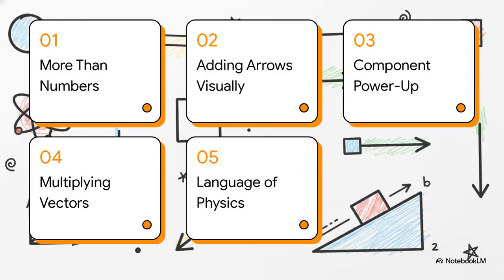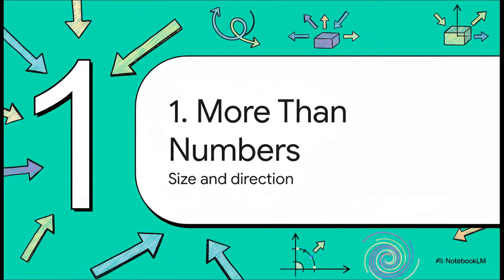So here's our game plan. We're going to start with the one simple idea that makes a vector so much more than just a regular number. Then we'll get into the visual way of combining them, literally drawing arrows. After that, we'll unlock their true power with something called components, get a quick peek at what happens when you multiply them, and by the end, you'll see why vectors are, no joke, the language of reality itself. All right, first up, what is it that makes a vector so special? Let's dive right in and figure that out.